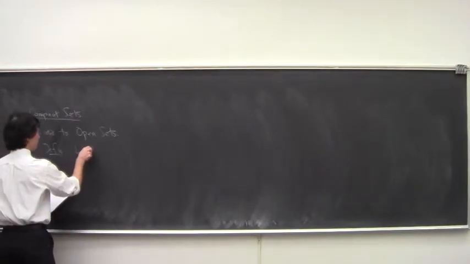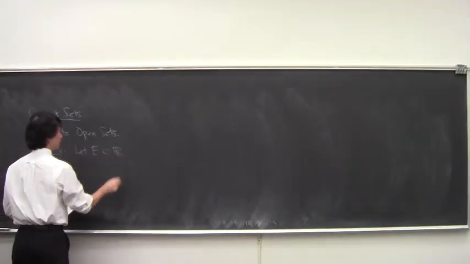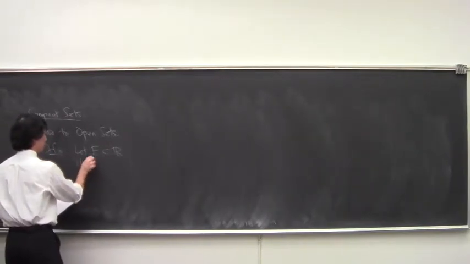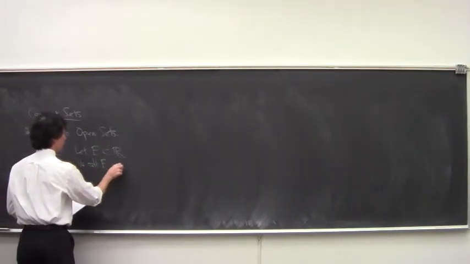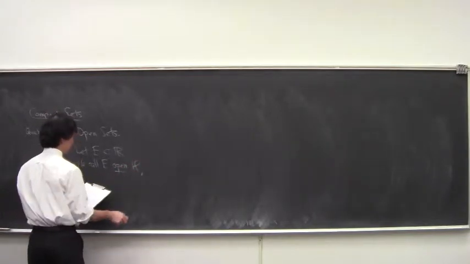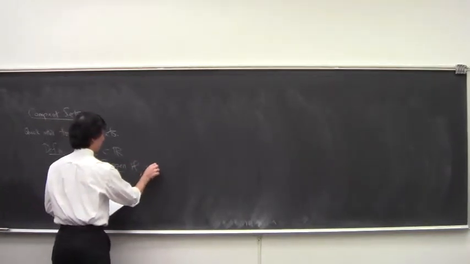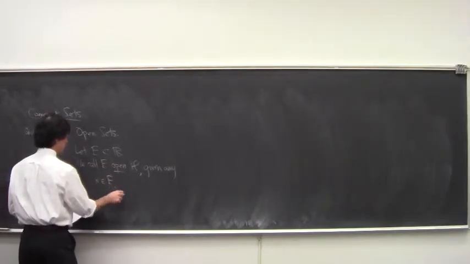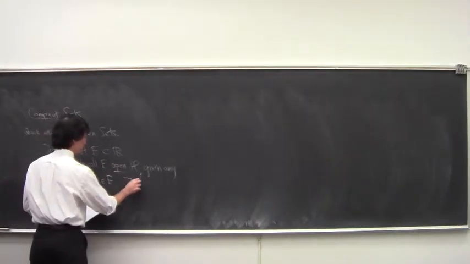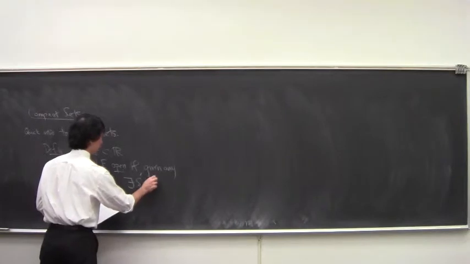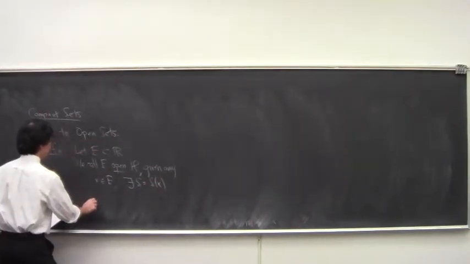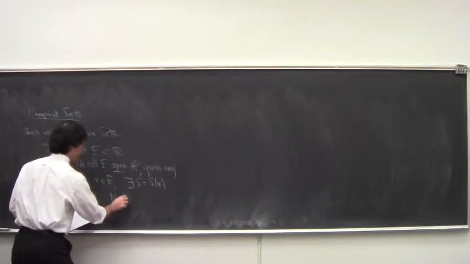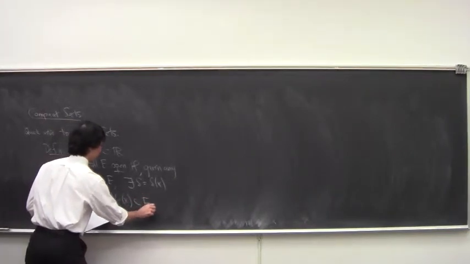Let E be some set. We call E open if, given any point in E, there exists a delta such that the delta neighborhood of x is contained in E.